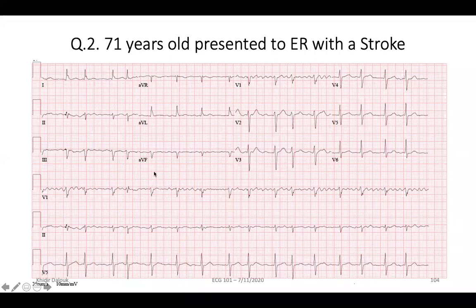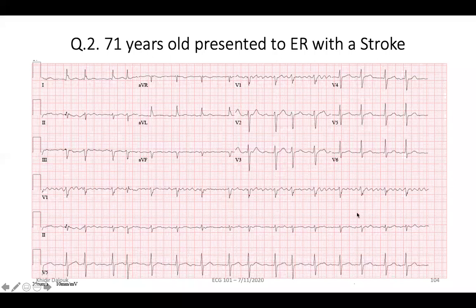For flutter, they have to be the same seesaw up and down in almost all the leads before you call it flutter. In V1, these are coarse fibrillatory waves here. They are fine, for example, in aVF, but this is atrial fibrillation. And the other thing I wanted you to pay attention to is what the rate is. This is an irregular heartbeat.